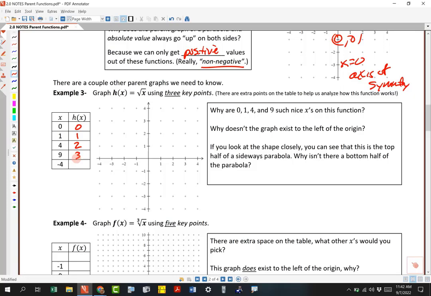Now, a couple quick things. I skipped 2 and 3. Why did I skip 2 and 3? Luke? Because they've got weird irrational numbers. They're really ugly. There's nothing wrong with them, but they're not very fun to graph. Okay? -4. Square root of -4?